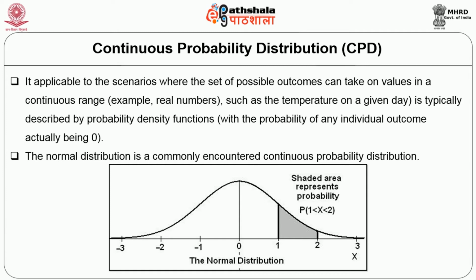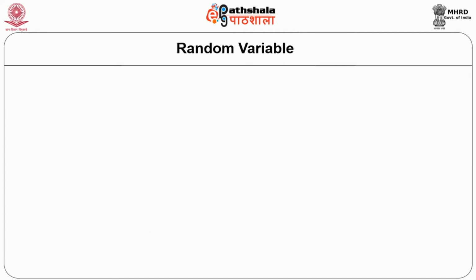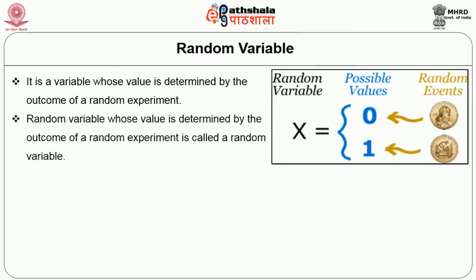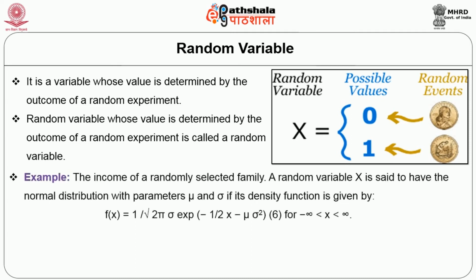Now let us understand the random variable. What is a random variable? It is a variable whose value is determined by the outcome of a random experiment. A variable whose value is determined by the outcome of a random experiment is called a random variable. For example, the income of a randomly selected family.